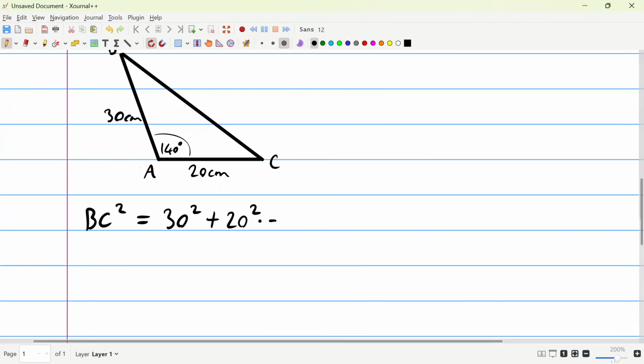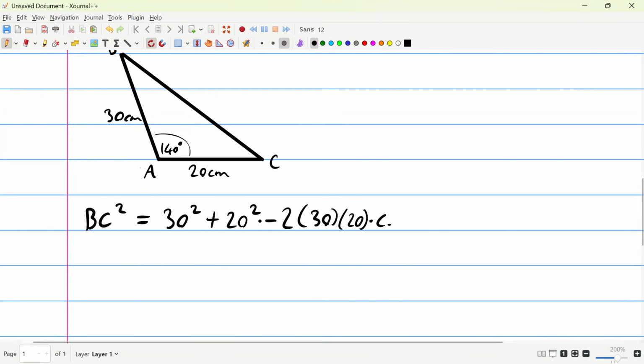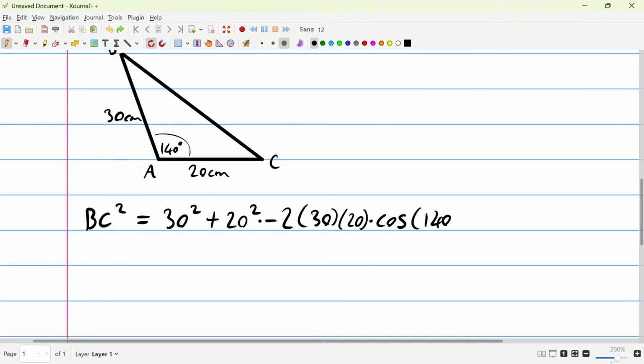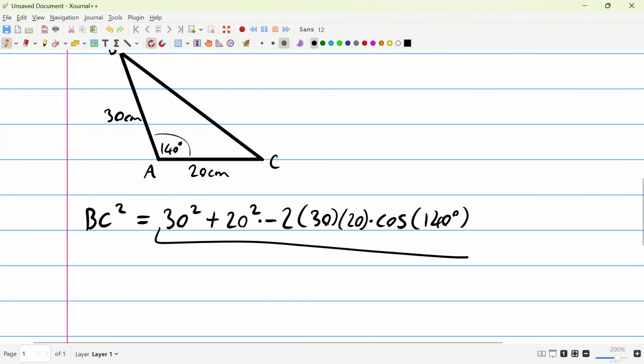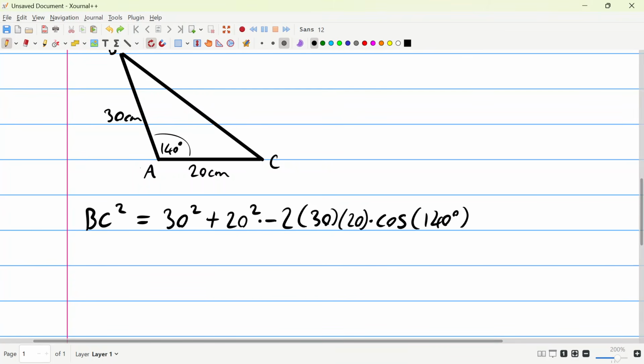Okay. Minus 2 multiplied by the two sides that are here within the same expression, so 30 multiplied by 20 multiplied by cosine of the angle that we chose, which is 140 degrees. And notice that this whole right-hand side can just be put in the calculator. Okay, so BC squared is equal to, we'll put it all in the calculator.